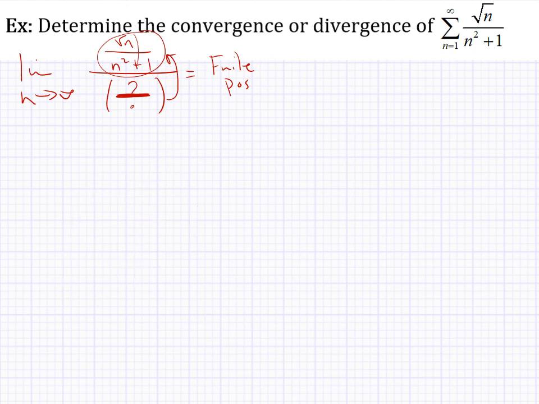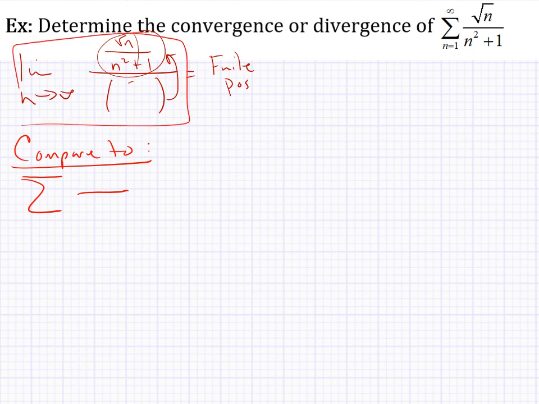So thinking of that, that should tell you what series you should compare to. So let's say we want to compare to the sum of, now take a second to think about it. What would you compare to so that you can get the computation here to work out the way you want it to get that finite positive value? So hopefully you came up with it, and it would be 1 over n to the 3 halves. This is a p series.